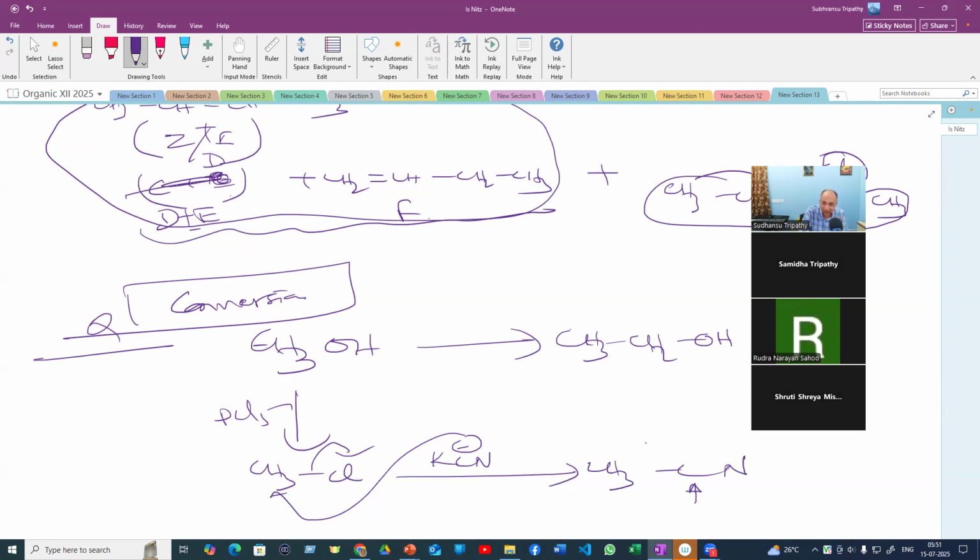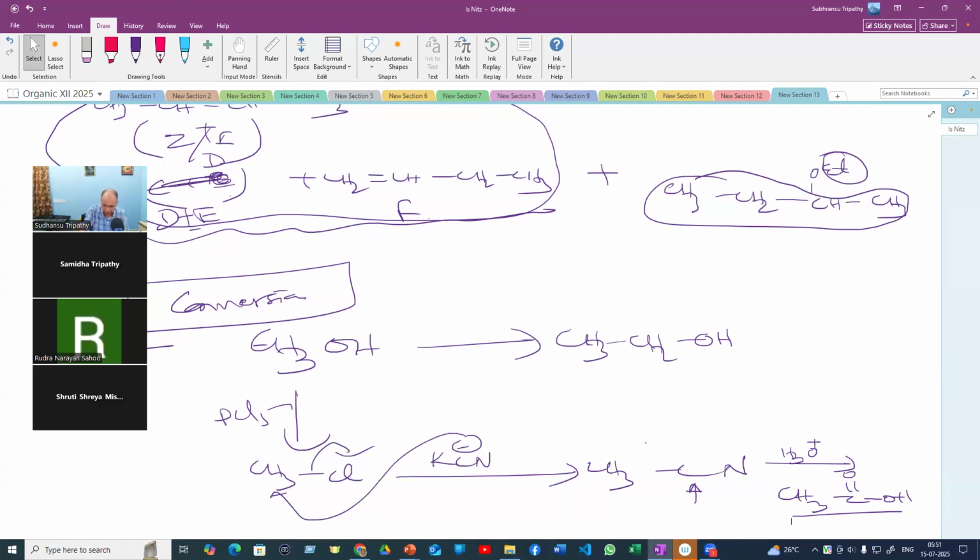Then, another step is H3O plus. Any cyanide, alkyl cyanide or alkane nitrile, on acidic hydrolysis will give you the corresponding carboxylic acid and ammonium ion. Ammonia cannot escape. It will be trapped by H plus to produce NH4 plus, but we don't write that. We only write the organic product. Now we have to go for LAH.